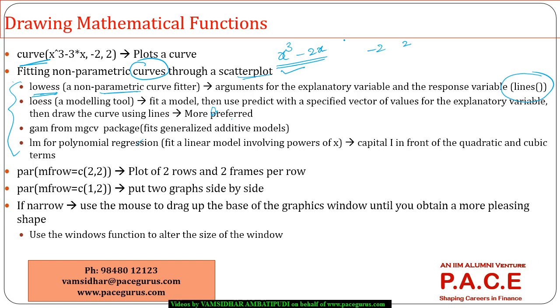So let me first try to plot this scatter plot. And for this scatter plot, let's see the different kinds of curves that are going to come out for us. One is a lowess curve, which is a non-parametric curve fitter. The arguments I'll provide are the explanatory variable and the response variable. So for the same, I can do a lowess curve. Then I could also use lowess.